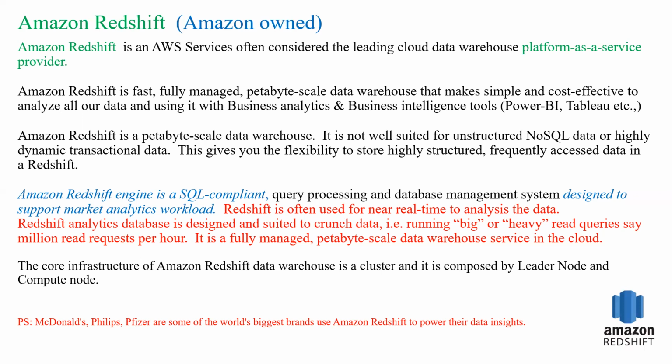The core infrastructure of Amazon Redshift data warehouse is a cluster, and it is composed of a leader node and compute nodes. What is a leader node and a compute node? To make it simpler to understand, let us say in our corporate environment, we have a team lead. This team lead will be interacting with the reporting manager. A reporting manager will assign a job to the team lead. Okay, this job has to be completed at the end of the day. So this team lead will come back to his team and divide that work into a number of pieces or chunks of work that will be assigned to each and every team member.